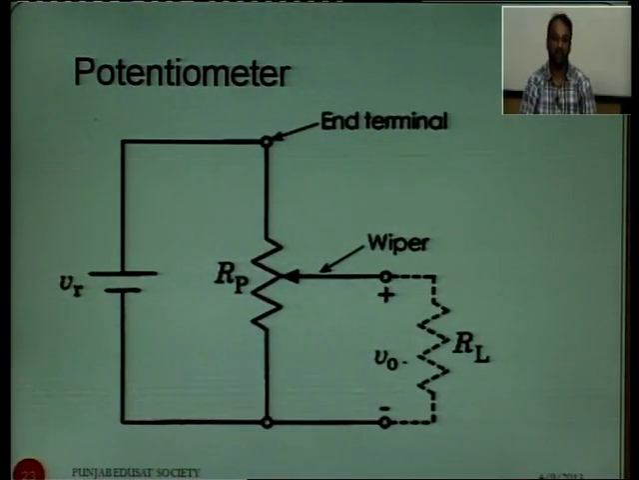This is a circuit diagram of a potentiometer. VR is a supply, so it is a passive type of transducer. It needs an external supply. There are two contacts. One end is fixed, and this is a wiper. This is a sliding contact. As this contact moves on this conductor, there is a change in the value of resistance, and this gives a variable output. This adjustable output is calibrated against the input quantity.